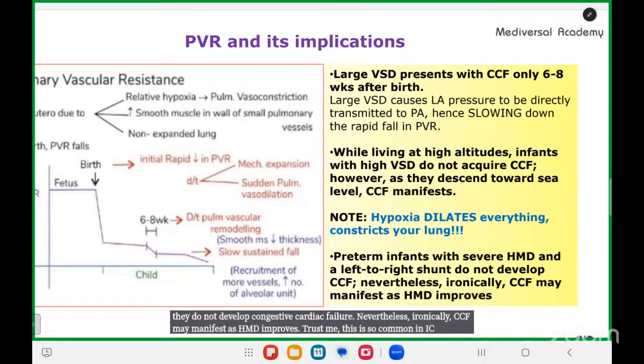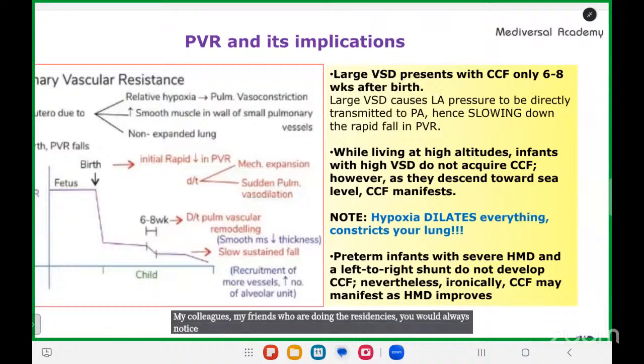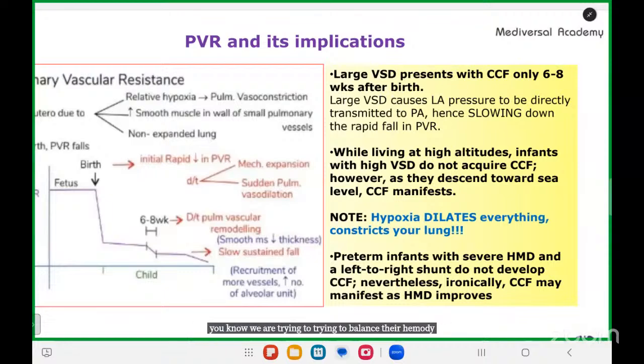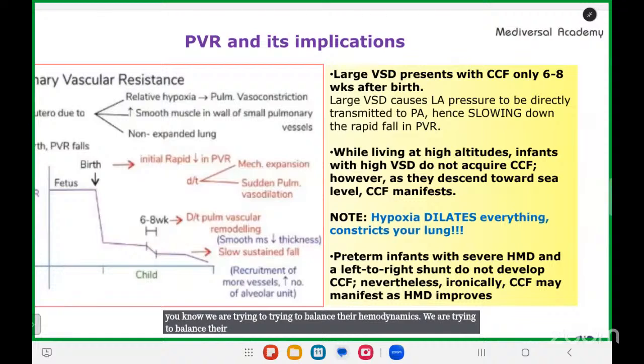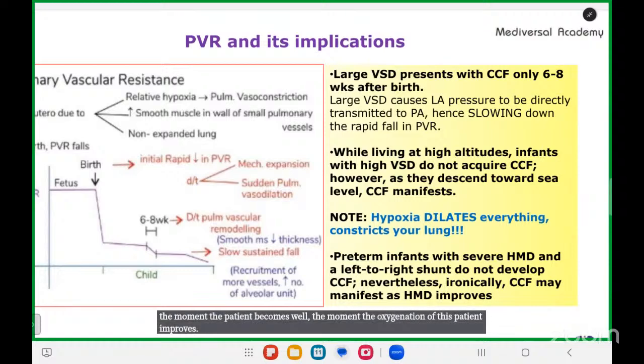My seniors who are attending this, or even my colleagues and friends who are doing their residencies, would always notice that whenever there is a case of severe hyaline membrane disease, usually these kids are preterm. Whenever we place them on a ventilator, we are trying to balance their hemodynamics, their oxygenation, their diffusion and perfusion, but everything stays fine. We do not have manifestations of CCF. The moment the patient becomes well, the moment the oxygenation improves, frank CCF-like symptoms start to develop.